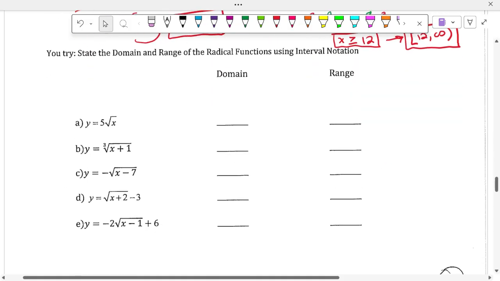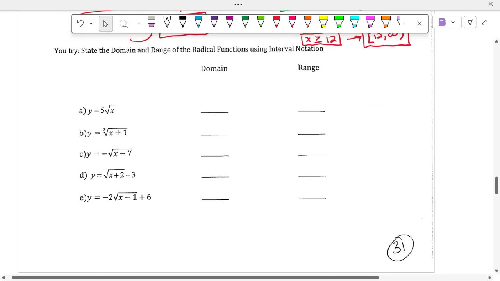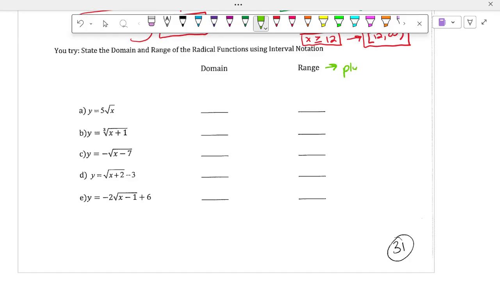But some of the ones down here that I want you guys to try out may not be just 0. So for the range, you need to plug the x value back into the original function. All right. So what I want you guys to do, I'll give you about 5-6 minutes. Try A through E.